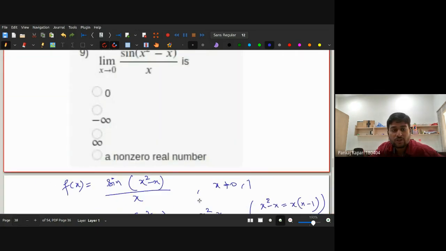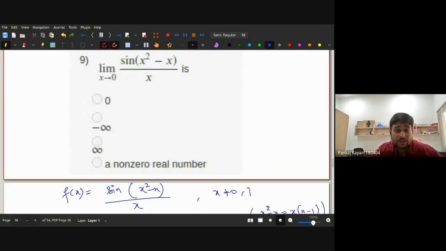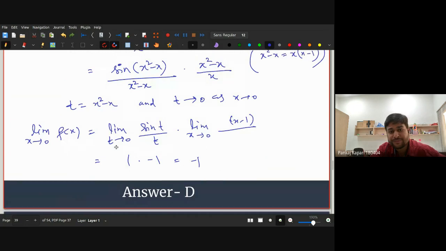Okay, so what should be the correct option? This option is wrong because the limit is minus 1. This is also wrong, the limit is minus 1. This is also wrong, the limit is minus 1. And the last option says that this limit is a non-zero real number, and minus 1 is non-zero, right? It's not 0. So that means the last option must be correct.